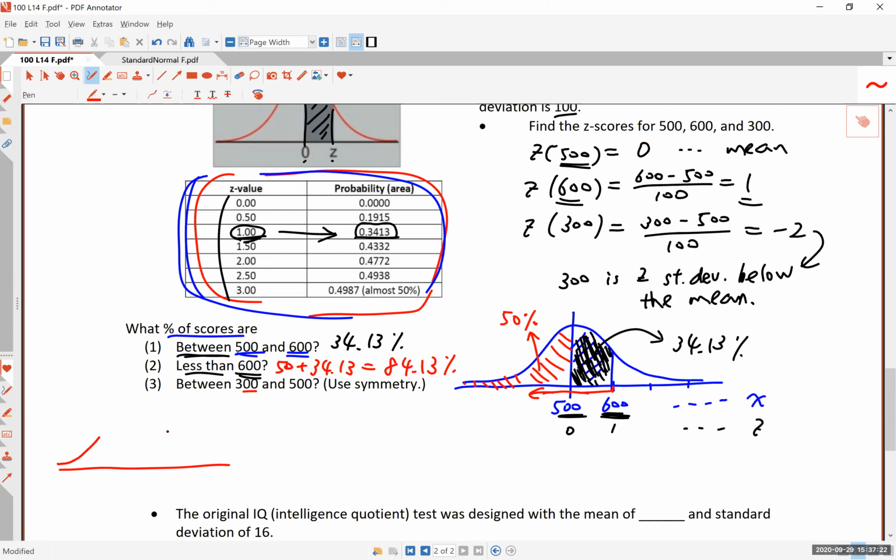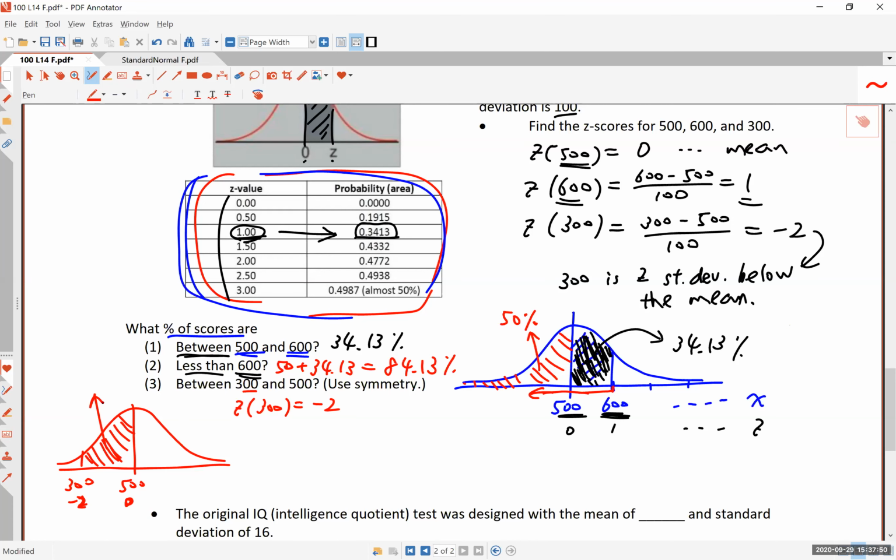How about between 300 and 500? 500 is the middle, 300 is down here. Now remember, the z-score of 300 was -2, right? So you have -2 here in the z-score column and 0 here. We are looking for the percentage of data values belonging to this region between z of -2 and z is 0, right?